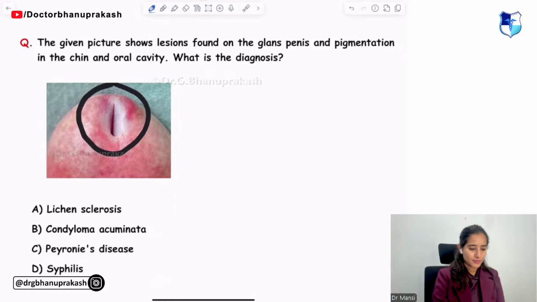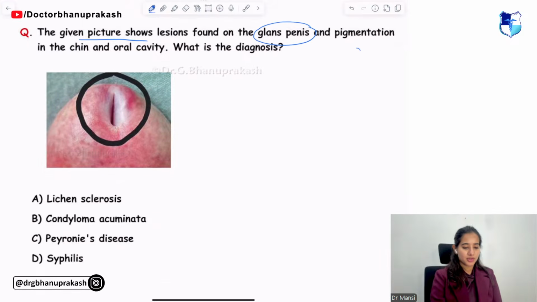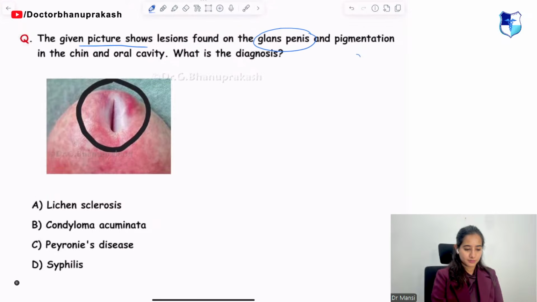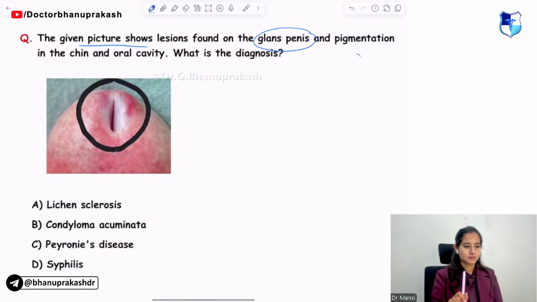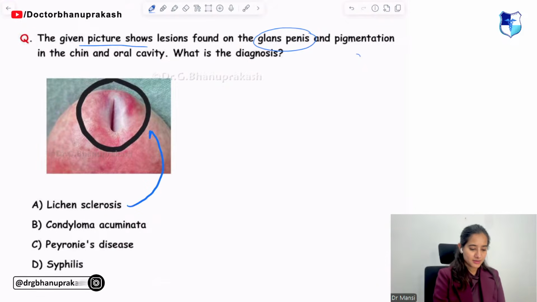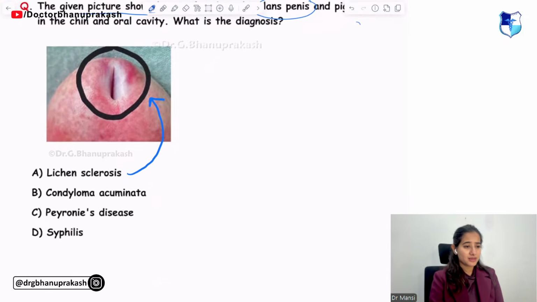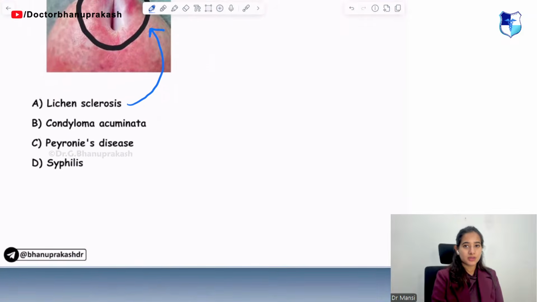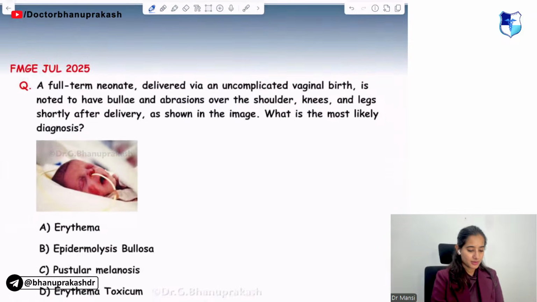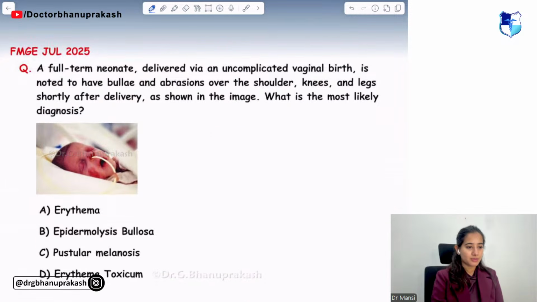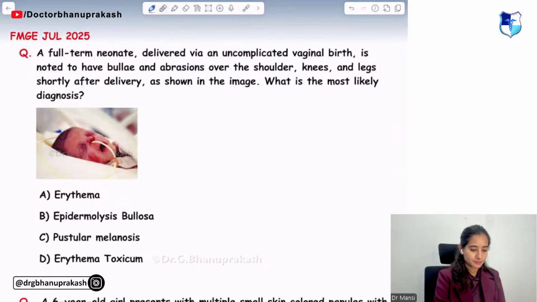And the last, the given picture shows lesions found on the glans, and there is pigmentation on the chin and in the oral cavity as well. This kind of condition is seen in lichen planus. You don't see any fissures and all. Today's session would be enough for FMG if you revise it at least twice. You just have to flip through the pages. That will be enough.